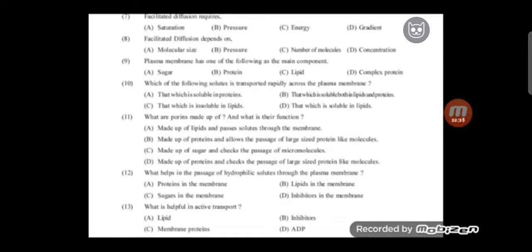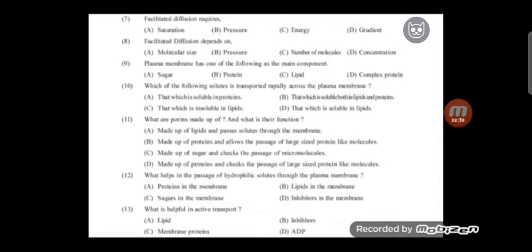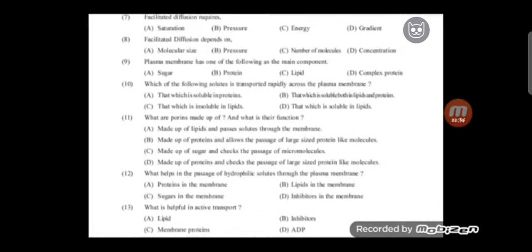Next, let us come to the next question, that is question number 11. What are porins made up of, and what is their function? They have asked what porins are made of and what is their function.